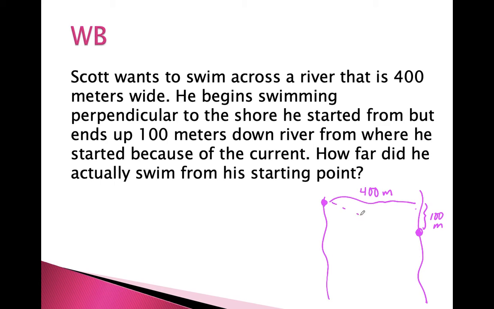So it wants to know, he didn't swim 400 because he didn't swim directly across. How far did he actually swim? And that missing value should be C. So 100 squared plus 400 squared equals C squared, which would be the square root of 170,000, which is about 412.3 meters.